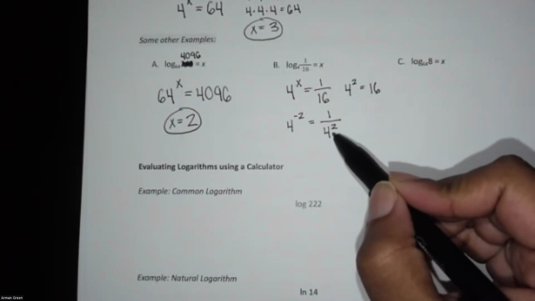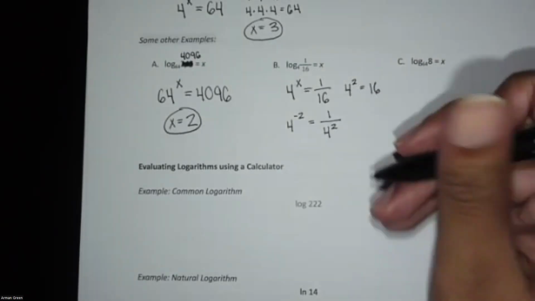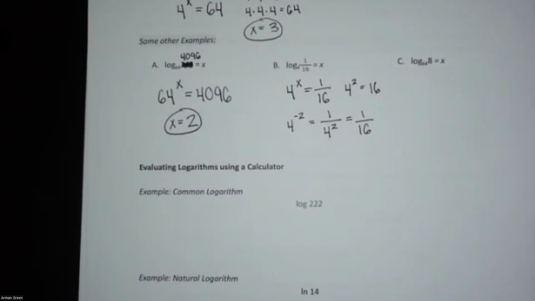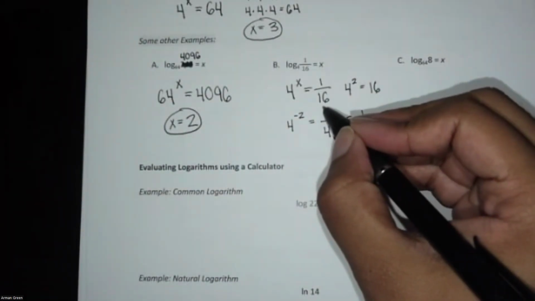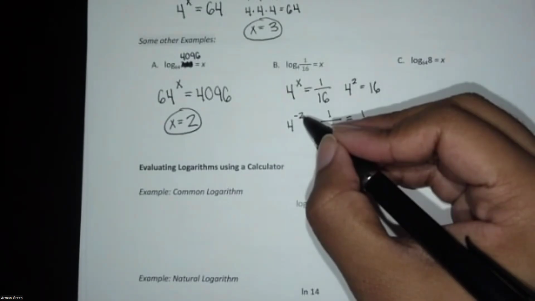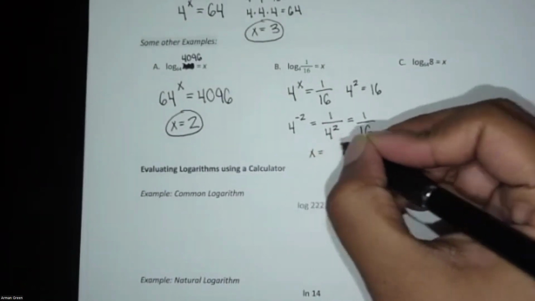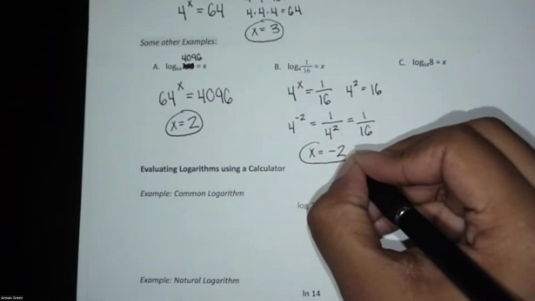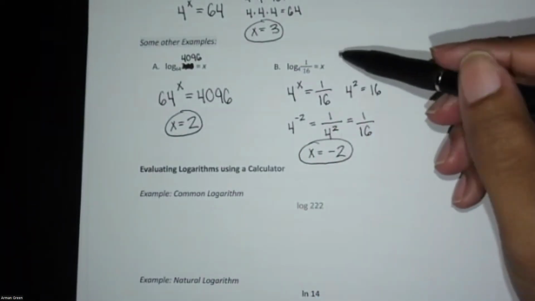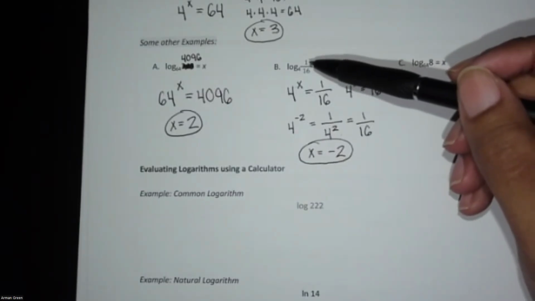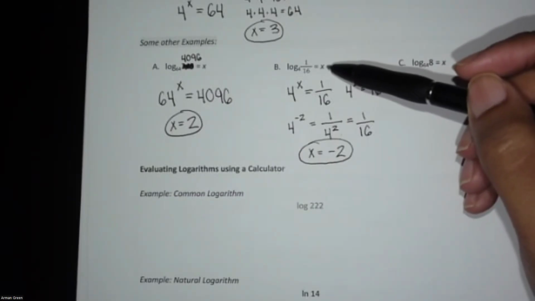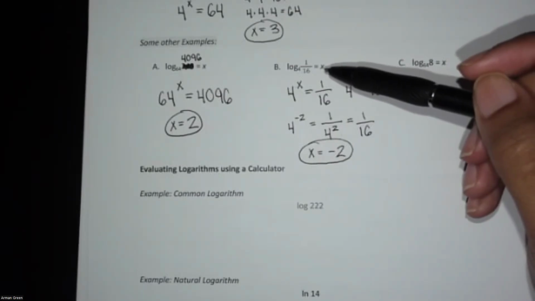Now, on the bottom here, 4 squared is equal to 16. So really what I have here is 1 over 16, which is what I wanted from the start. So this means here in our case that our exponent is going to be negative 2. So this is just giving you insight that if your value is a fraction, just like what we have here, that means that your exponent is going to be negative. Okay.